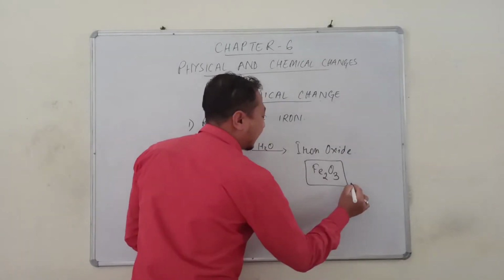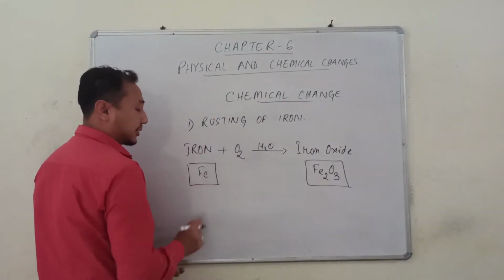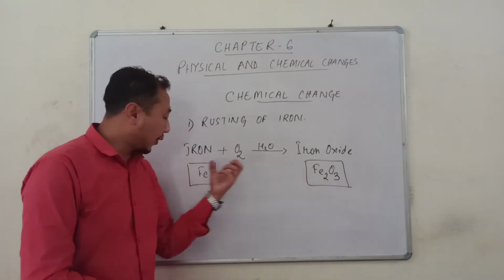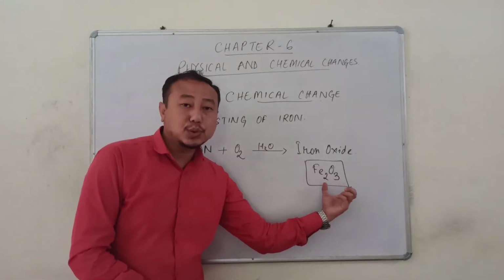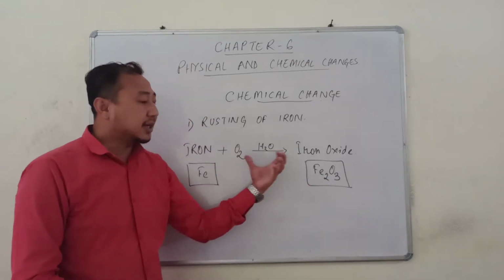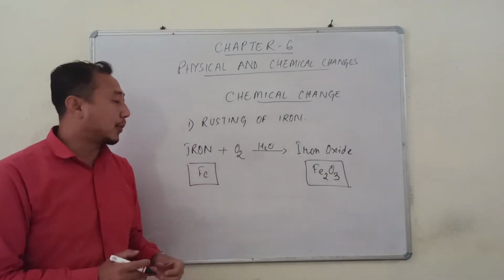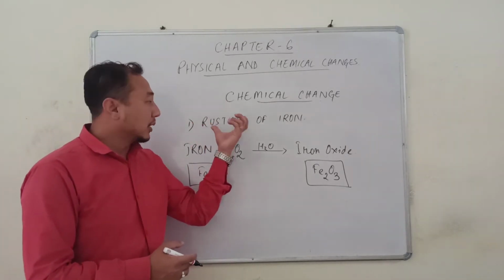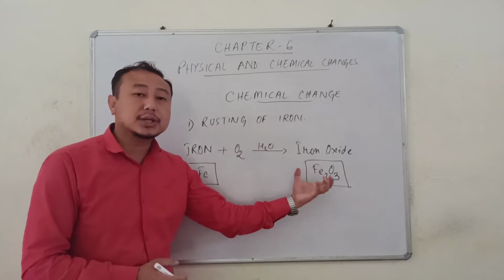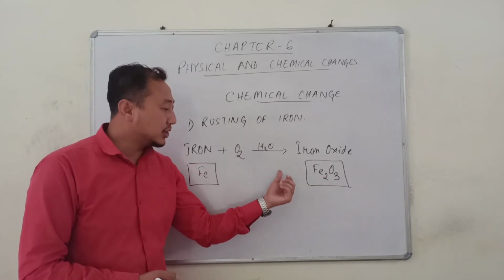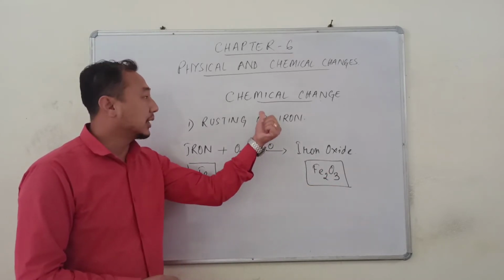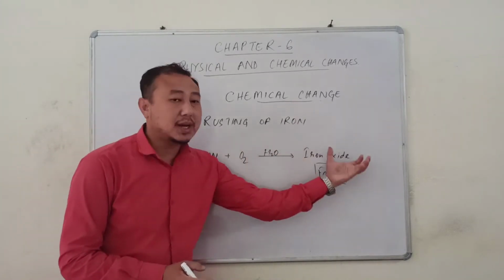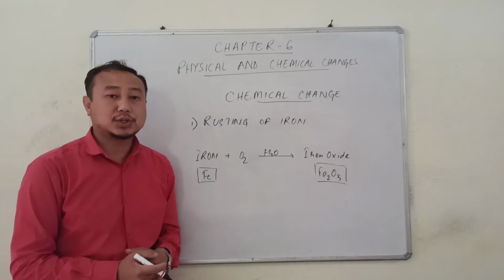So when we observe the formula of these two substances, that is the chemical composition, the chemical composition changes from Fe to Fe2O3. As the chemical composition changes, the chemical property of this substance will also change. So in this example, rusting of iron, as there is a change in the chemical properties of the substance, we say that this change is a chemical change. The representation of the chemical change in this manner, we call it a chemical equation.